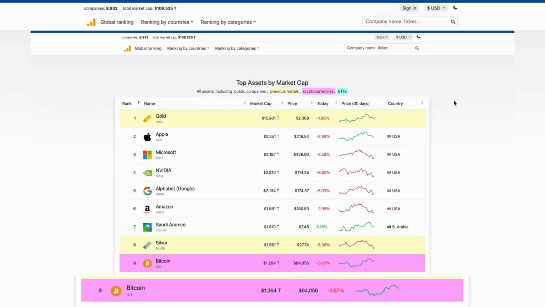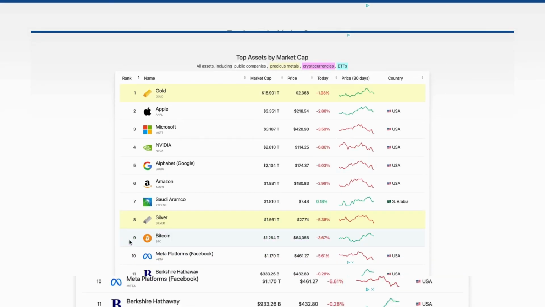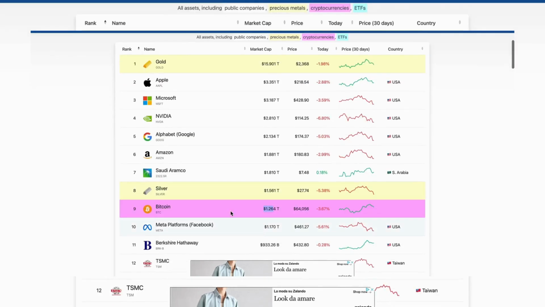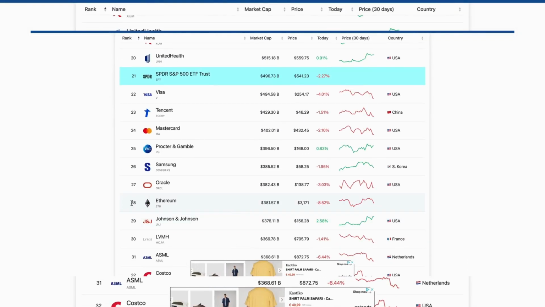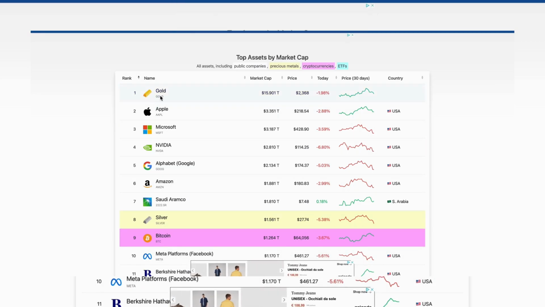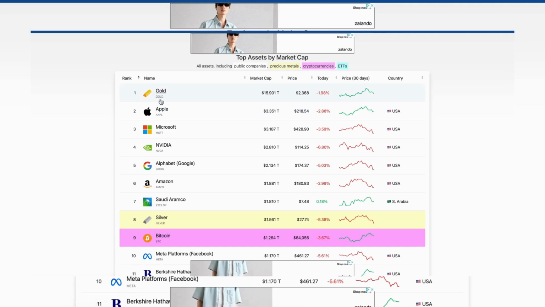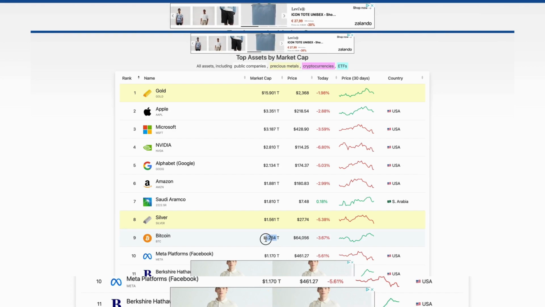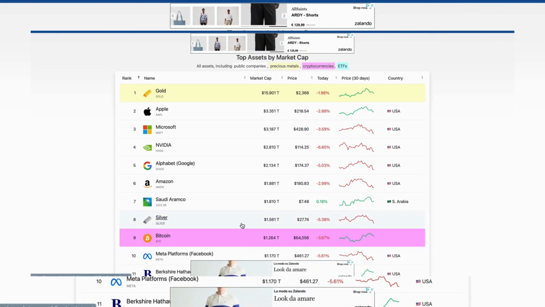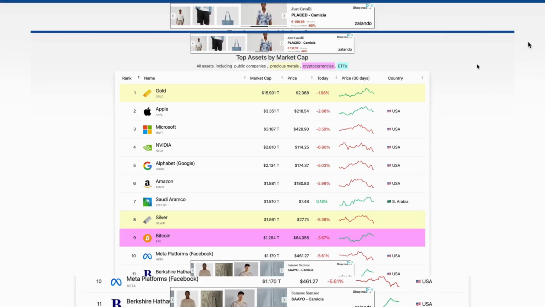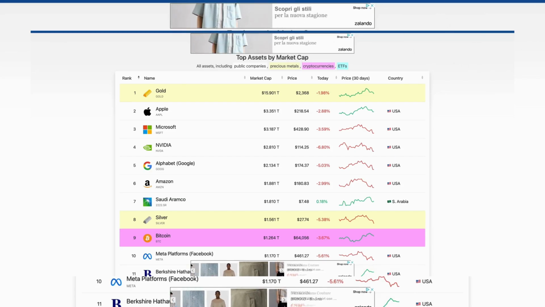But don't FOMO on anything, because Bitcoin is still the ninth biggest asset by market cap in the world, and Ethereum is 28th. So there is still room to grow for Ethereum, but Bitcoin has already reached the top 10 assets by market cap, and the first ones, as you can see, are gold, then Apple, Microsoft, and Nvidia. So the direction is on the upside. We do expect great things from Bitcoin, but of course let's always monitor what is happening compared to other companies in the market.